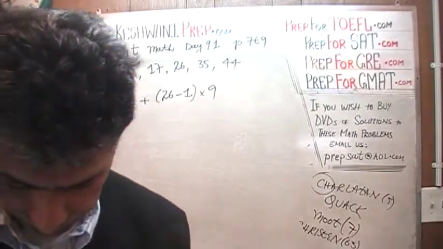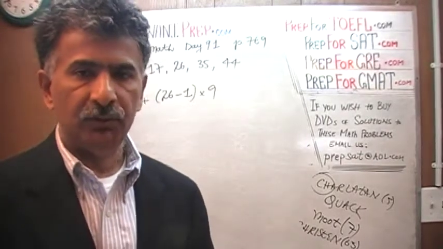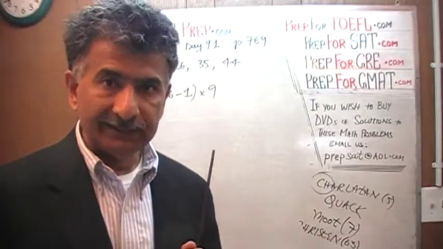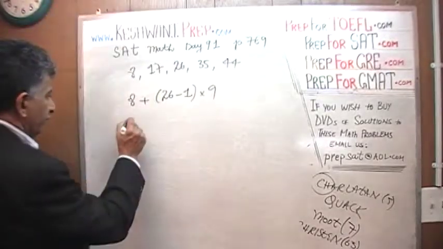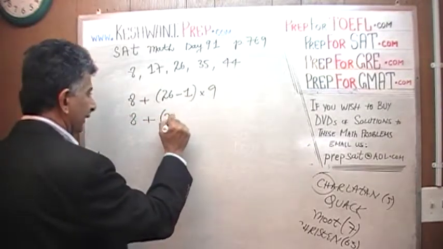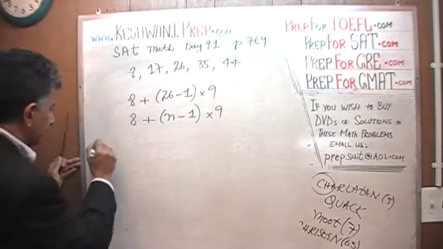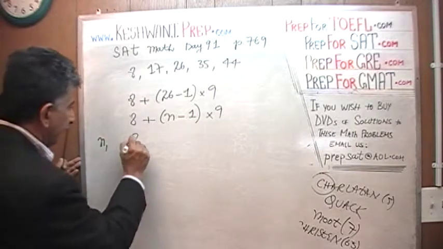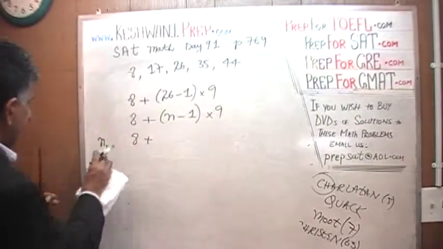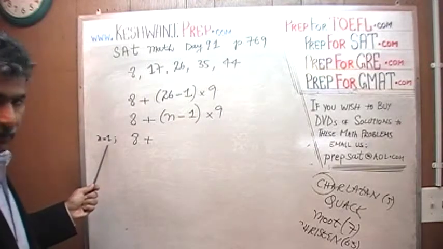In other words, what they're asking here is, do you recognize the pattern? Do you know how to write this in an algebraic expression? A given term in this sequence is found by using this expression: 8, which is our starting point, and then after that it's n minus 1 times 9. For example, for the first term, let's call it n equals 1. For the very first term, n equals 1, and see what happens.